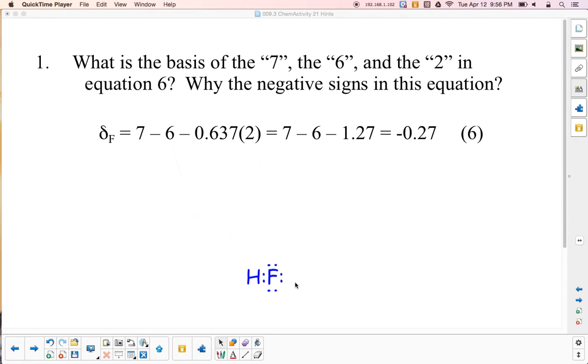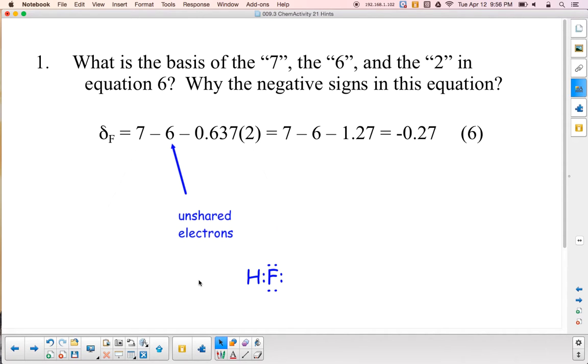My start point here is my Lewis structure for hydrogen fluoride. Instead of the bond, I've drawn the bonding electrons just as a pair of electrons between the hydrogen and the fluorine. If I look at this Lewis structure, I notice that the electrons split into two groups. 6 of the electrons we see here are unshared pairs of electrons, and 2 of the electrons we see here are involved in a bond. And that's the obvious of the two numbers in this equation.